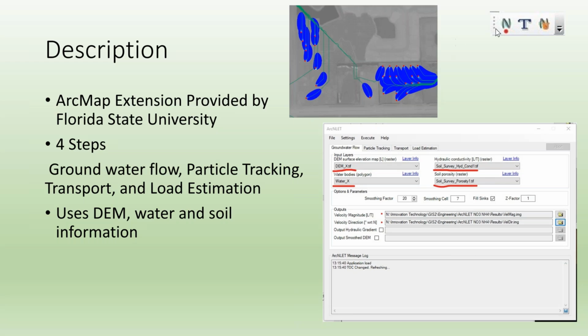And to use this tool, you're going to need a few basic layers. You need a digital elevation model, your water bodies polygon, and a soil survey, a polygon shapefile that has the soil porosity as well as the hydraulic connectivity. Those are necessary to run parts of this tool.